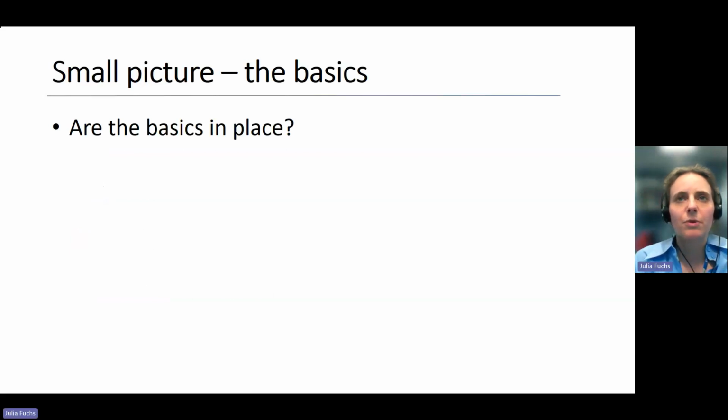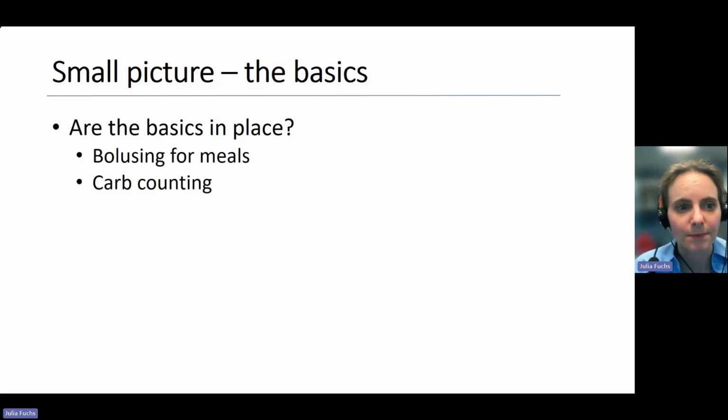So when you're thinking about the small picture, I think it's important to remember the basics matter. So are the basics in place? And these are really not closed loop specific things. These are general diabetes management things that it is very important not to forget about, because it doesn't matter how smart your algorithm is, if the basics aren't in place, things are not going to work.